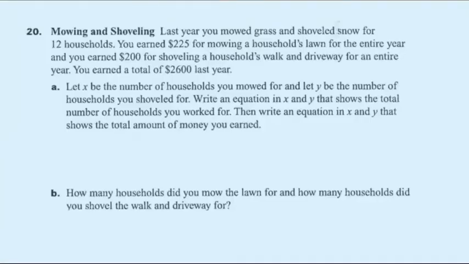Number 20, mowing and shoveling. Last year you mowed grass and shoveled snow. I'm going to say M is mowing and S is shoveling. M and S. I like to use letters that actually help me think through the problem. I mowed grass and shoveled snow for 12 households. So the number of lawns I mowed plus the number of walks I shoveled equals 12.